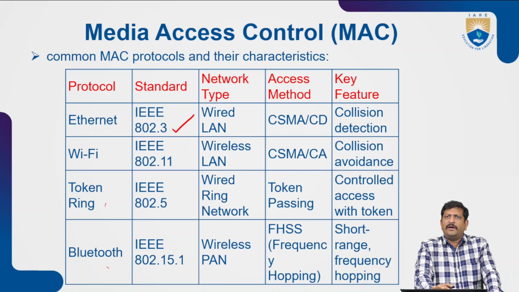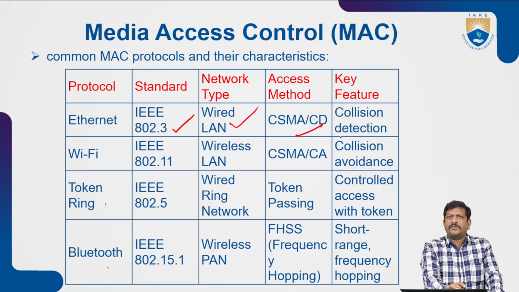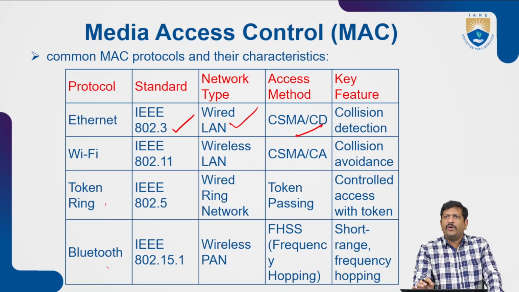This protocol is generally used in a wired local area network. These protocols are accessed by using the CSMA/CD method. The accessing method is CSMA/CD. The main feature of the Ethernet protocol is that collisions can be detected over the network.